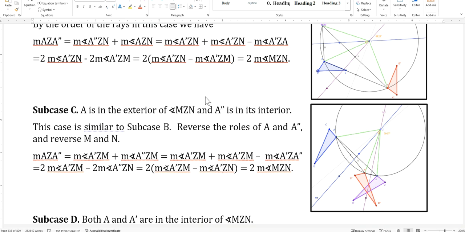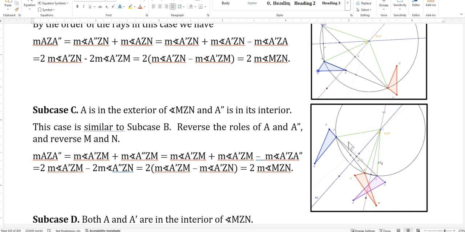Subcase C is very similar. This time A prime is on, A double prime is in the interior, A is in the exterior. We're just going to reverse the roles of A and A double prime and reverse the roles of M and N. So we're finding the measure of A, Z, A double prime.